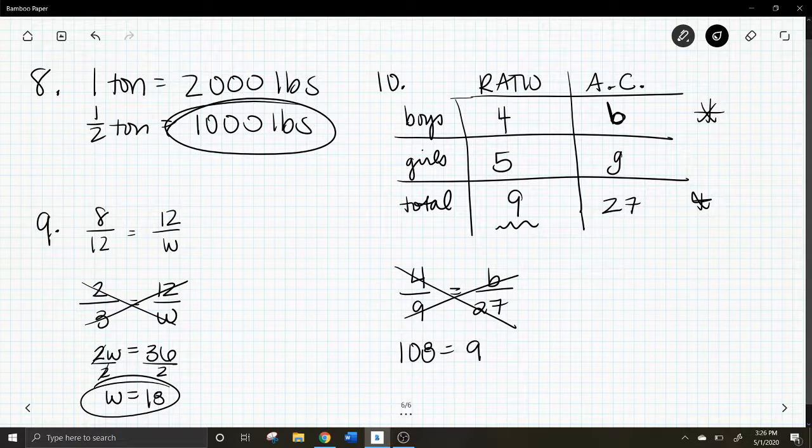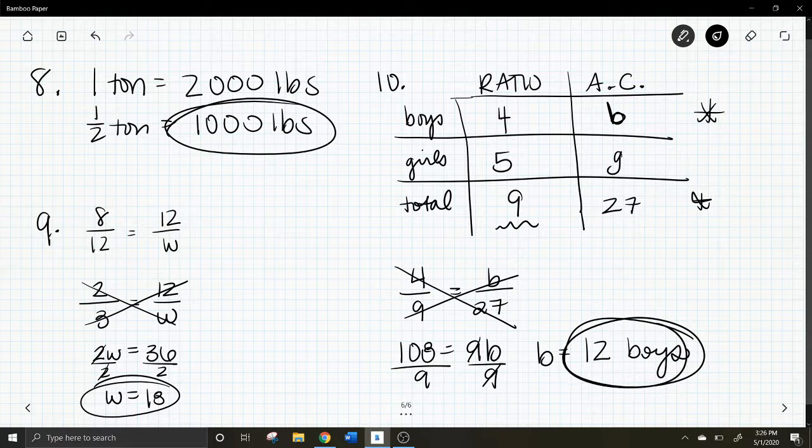9 times B. Right, to solve for your unknown, you divide by your known. So 108 divided by 9 means that we have 12 boys in the class. 12 boys. All right. So hopefully this is all making sense to you so far.